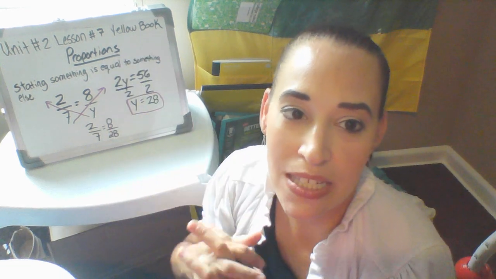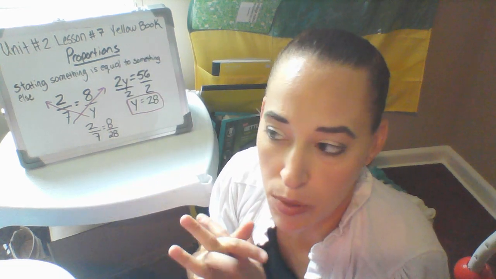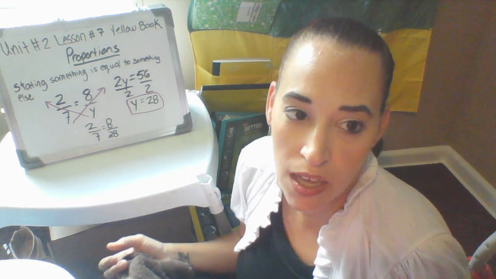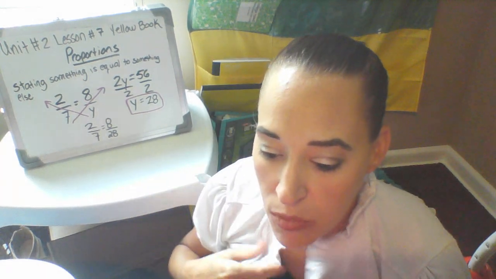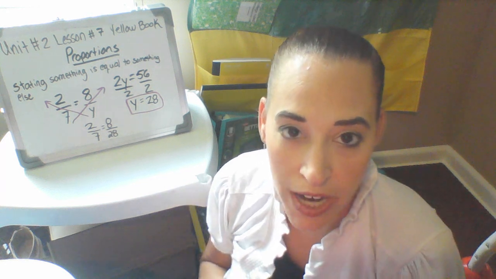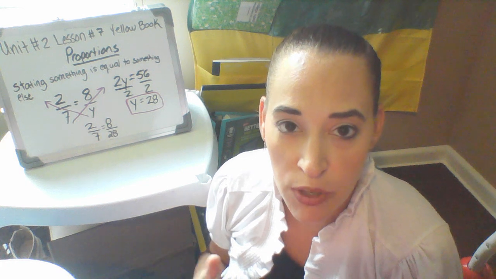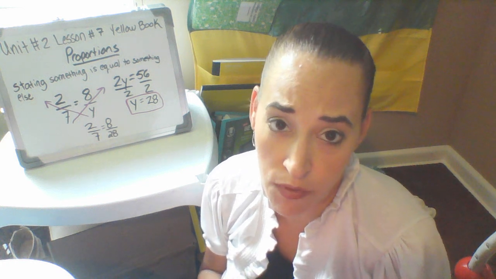Friends, we're on lesson 7 of the yellow book, and it's called proportions. Proportions just state that something is equal to something else. The way you see this lesson set up is through fractions. They give you a fraction and have it equal another fraction, but then there's a variable and you have to solve for the variable.